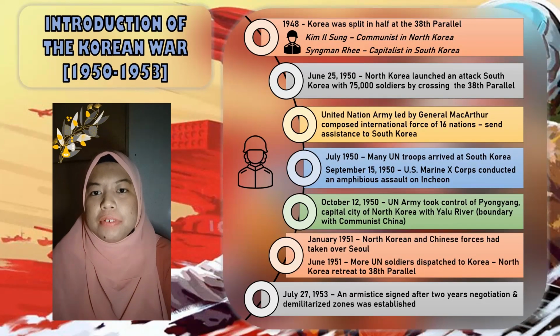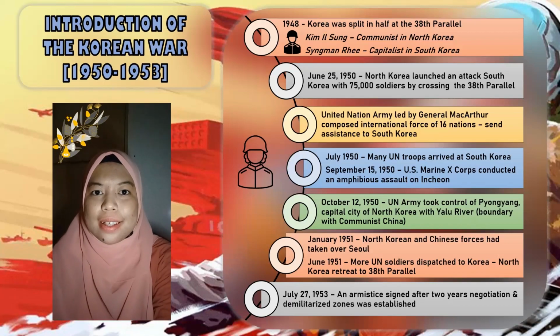Early in 1953, General Dwight D. Eisenhower took over as president and sought an end to the war. An armistice was signed on July 27, 1953 at Panmunjom along the 38th parallel. Following two years of negotiations, a demilitarized zone was established, and it still exists until today.